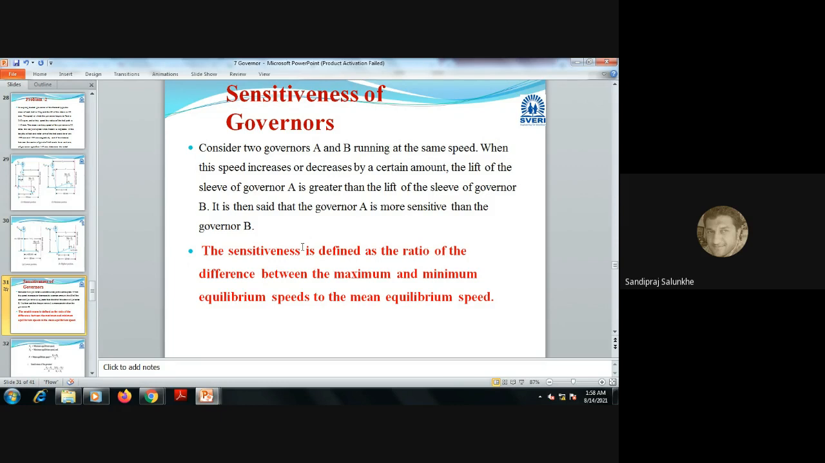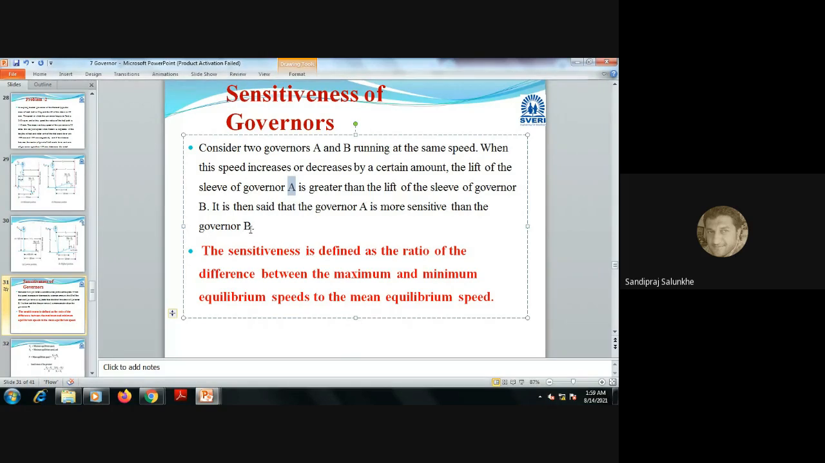Now this can be considered as: consider two governors A and B running at the same speed. एका स्पीडला रोटेट होते. When the speed increases or decreases by a very small amount, a certain amount of lift of sleeve is taking place. म्हणजे तुम्हाला आता सांगितलं तसं lift of sleeve of governor A is greater than lift of sleeve of governor B. म्हणजे A ची लिफ्ट जास्त झाली B पेक्षा. It is then said that governor A is more sensitive than B.